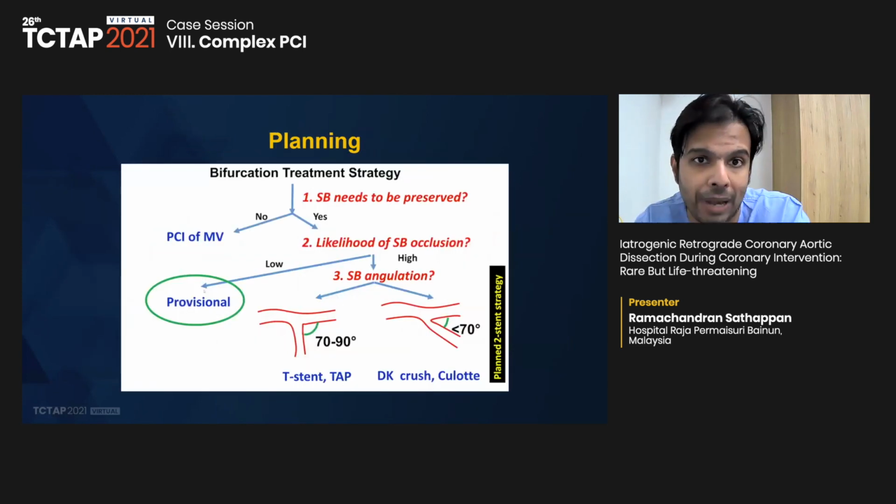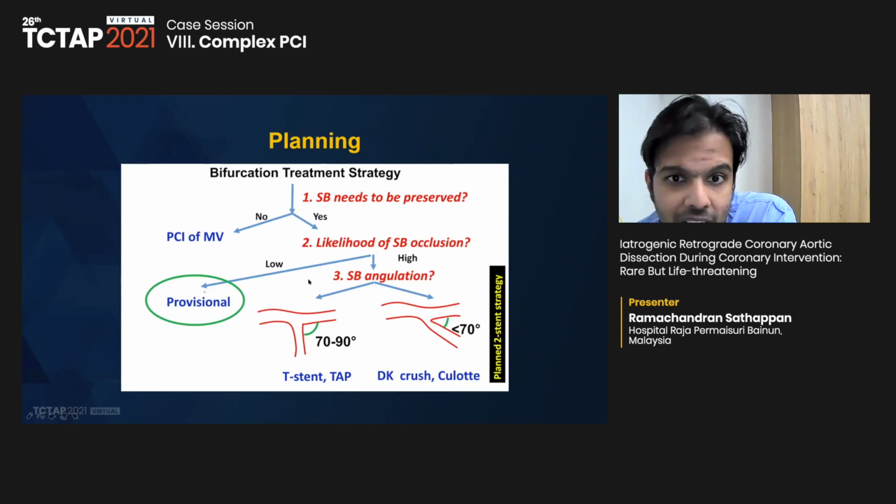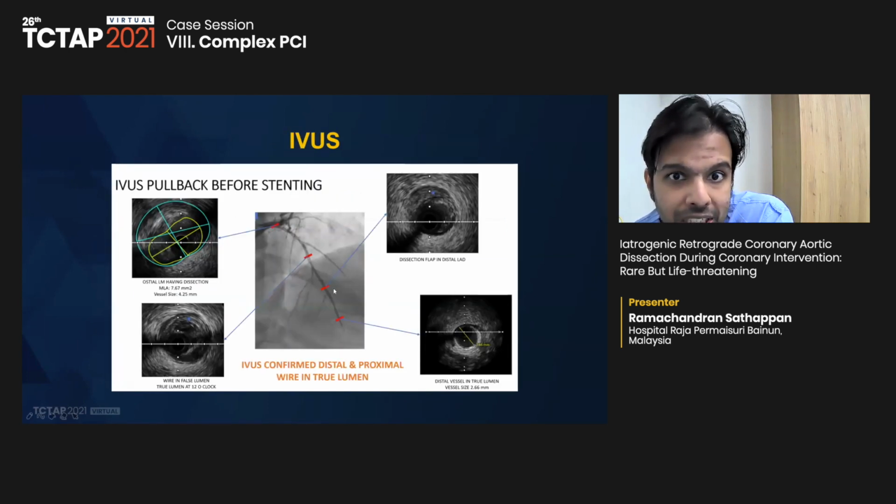So we had to plan. At this point of time, we had a dissected left main, LAD and circ. So we needed a bifurcation treatment strategy. We started off with a provisional approach, and we did a rapid IVUS pullback, basically for vessel sizing. As you can see here, the left main was about 4.25. The distal vessel was about 2.66.